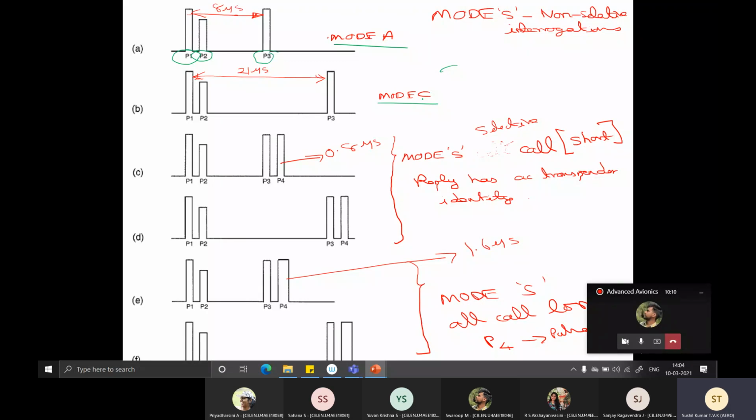Okay. Why I'm telling about mode C is this is the thing which is being used even in TCAS. Okay. So what we'll be discussing subsequently, that will be using mode C. Mode S is slightly different.